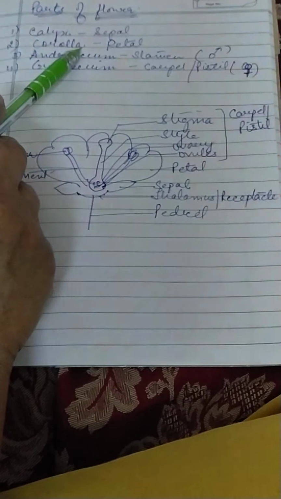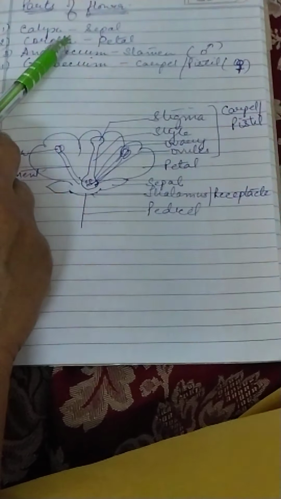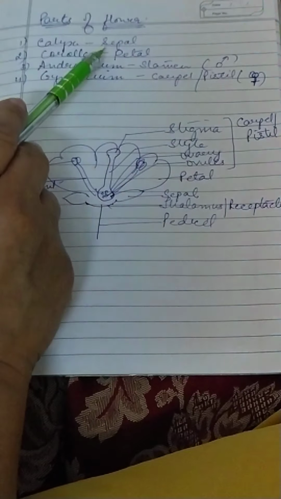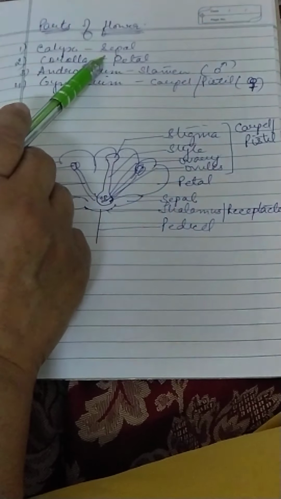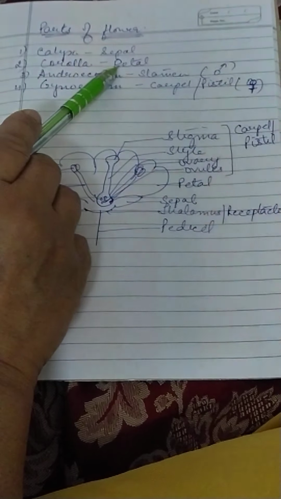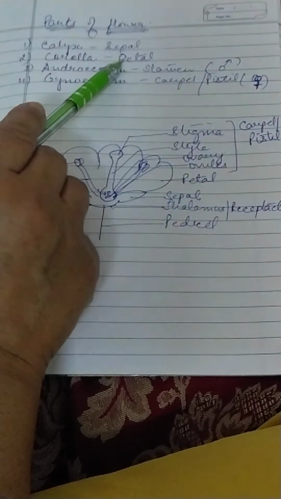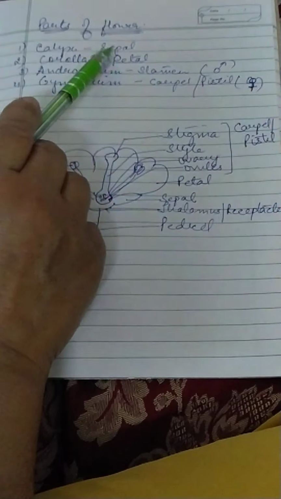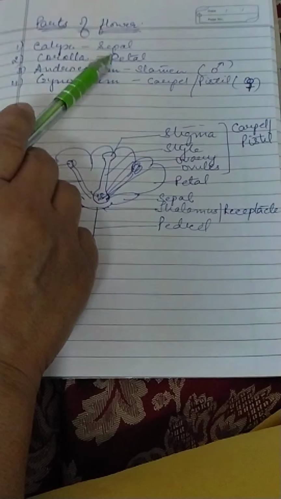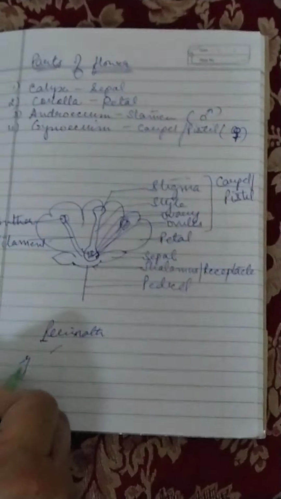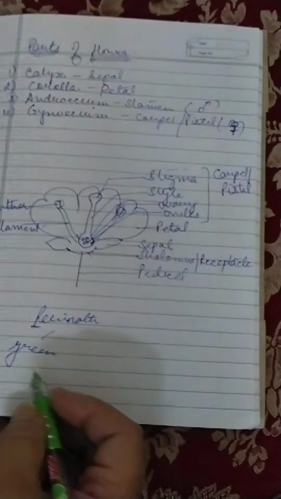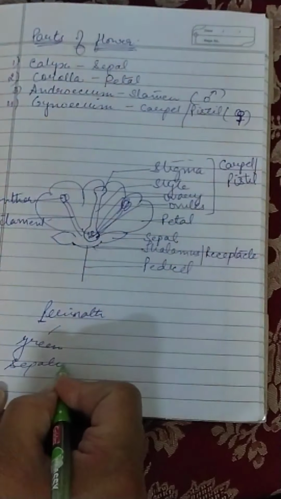Now if these sepals and petals are not differentiated, we call that a perianth. If sepals and petals are not differentiated, because differentiation is by the color. Sepals are green and petals are brightly colored. But if both are of the same color, we say that they are not differentiated, then the condition is called a perianth. Now this perianth, if it is green in color, we say it is a sepaloid perianth.